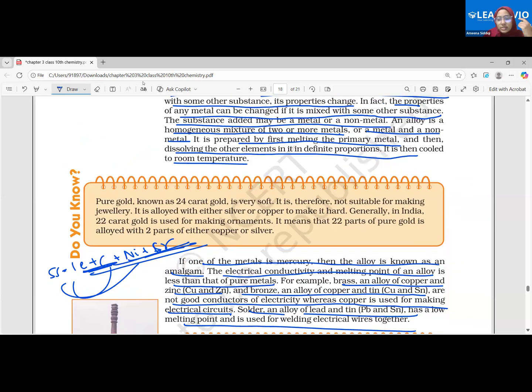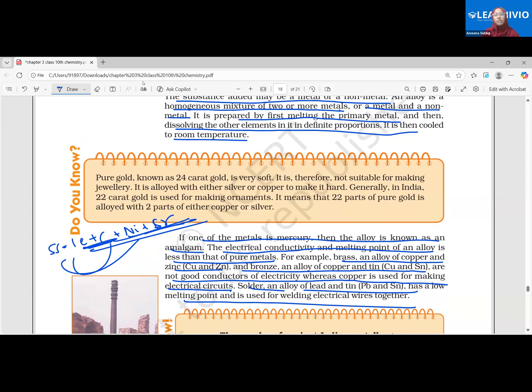What's the component for this solder? Can you just give me 1 second? Yes, ma'am. Just one second. Thank you.